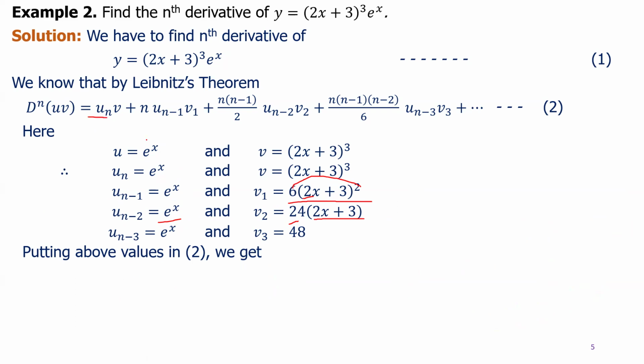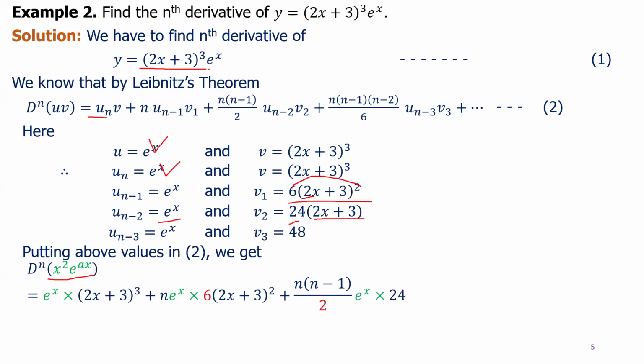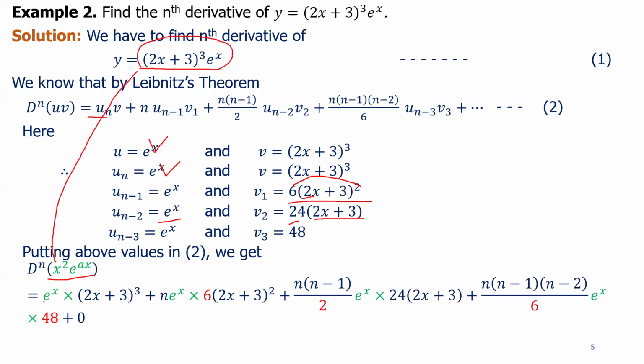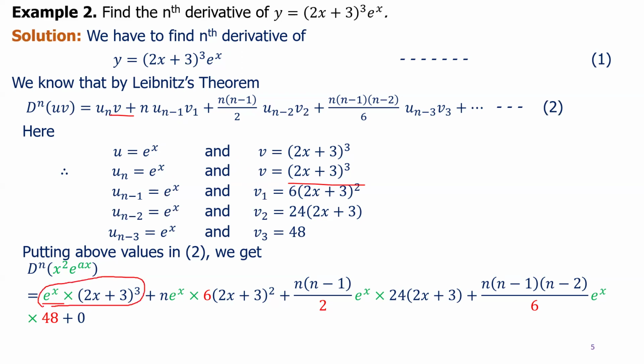What is the value of un? Un is nothing but the nth derivative of (2x plus 3) whole cube e to the power x. This is its value. Now, what is the nth derivative of e to the power x? It is nothing but e to the power x. And then v. V is (2x plus 3) whole cube. So e to the power x into (2x plus 3) whole cube.